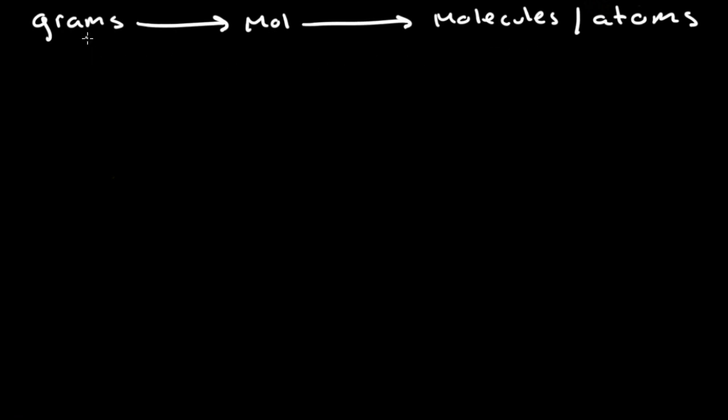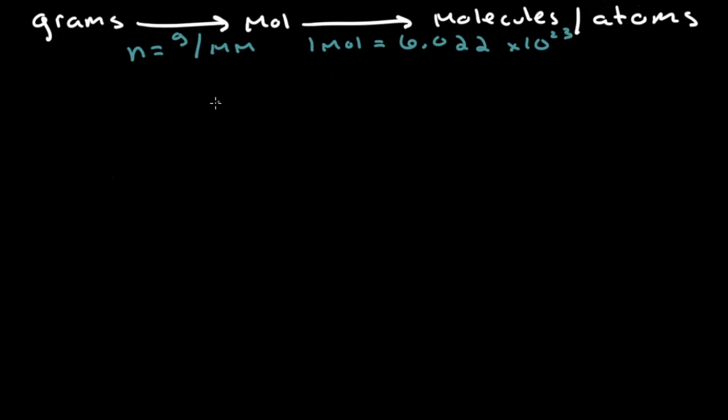And so to go from grams to moles, you're going to use this equation. You're going to use the equation that a mole is equal to the amount in grams divided by the molar mass. And then to go from a mole to either a molecule or an atom, you're going to use Avogadro's number. And that is that 1 mole of anything is going to be equal to 6.022 times 10 to the 23rd power.